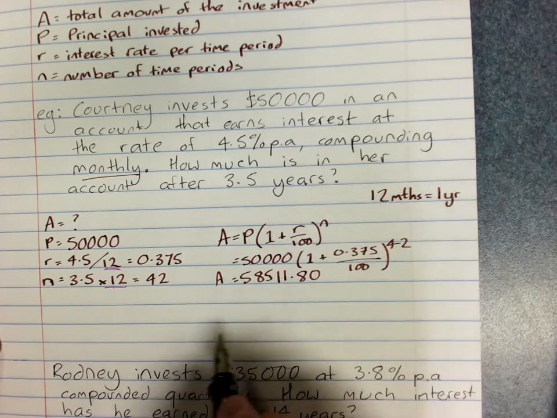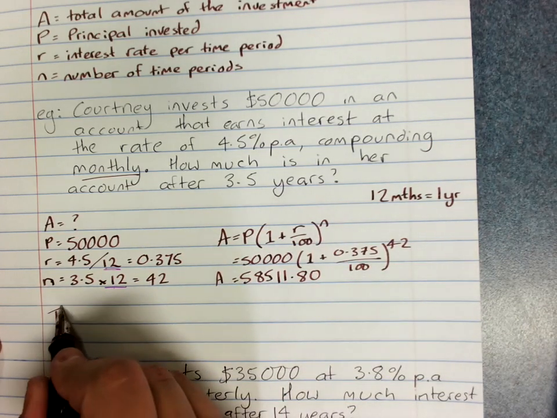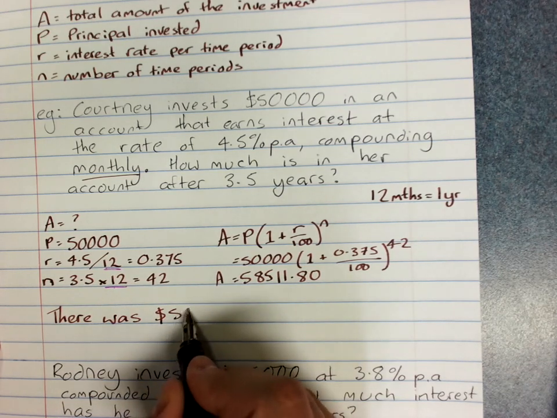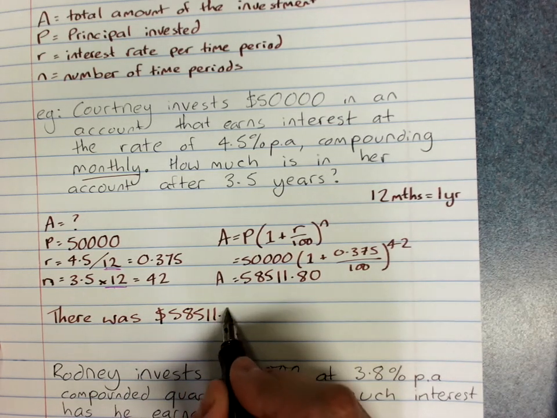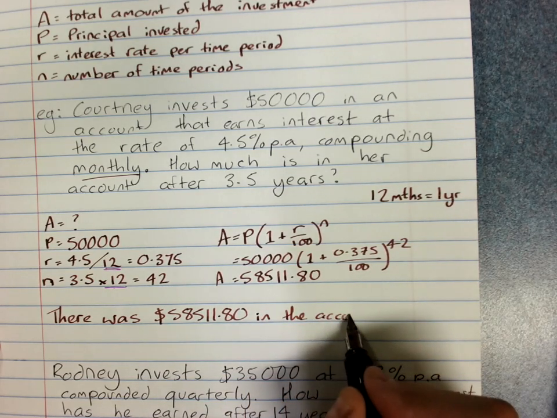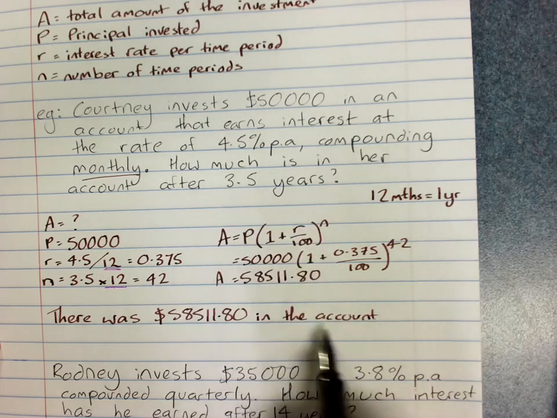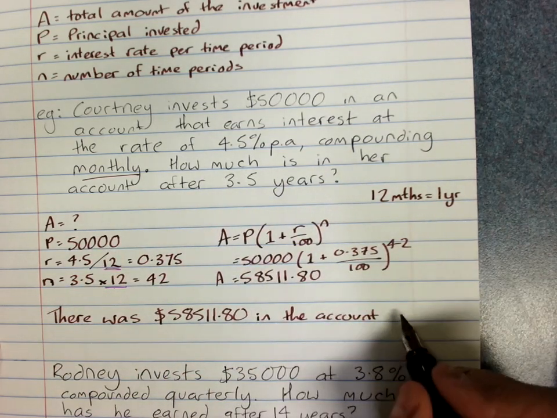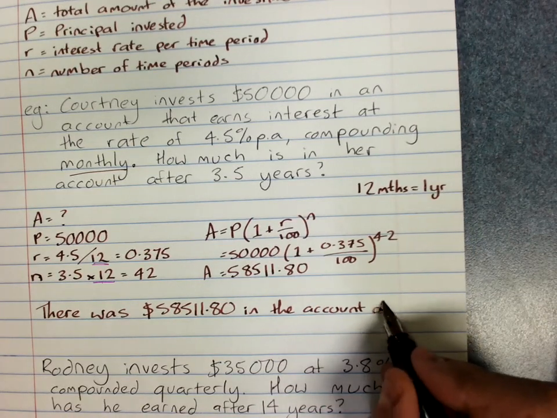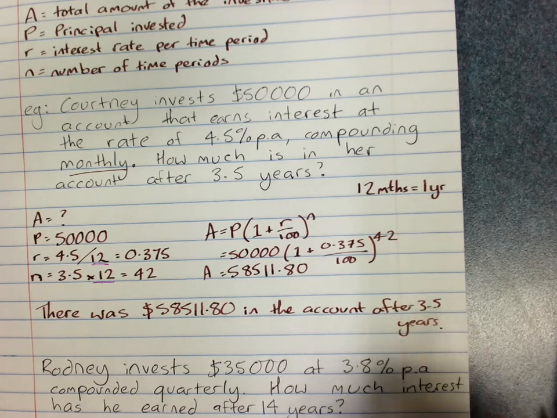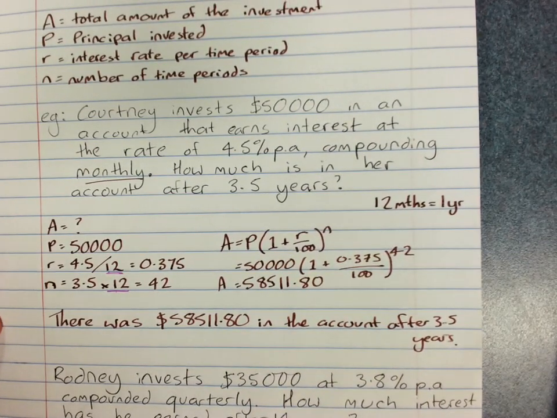Because it was a word question, we'd give a word answer. There was $58,511.80 in the account. We take the answer from the question, how much is in her account after 3.5 years? So we say there was $58,511.80 after 3.5 years. So that's how that one's worked out.